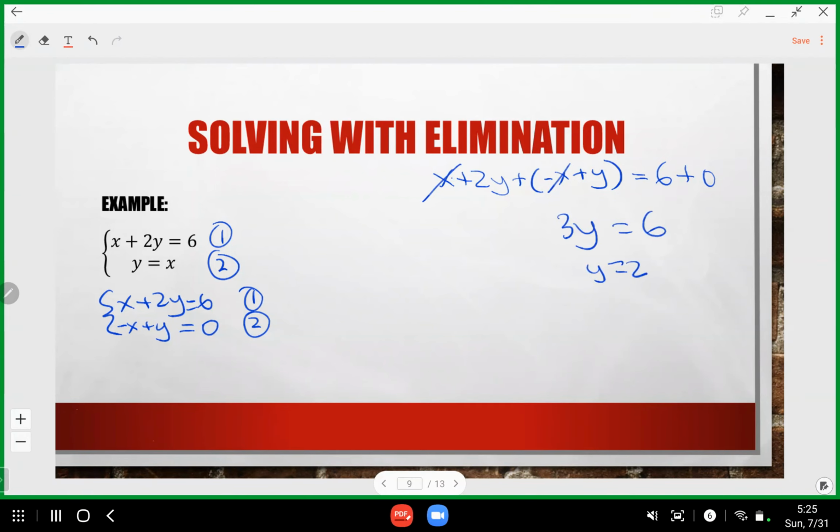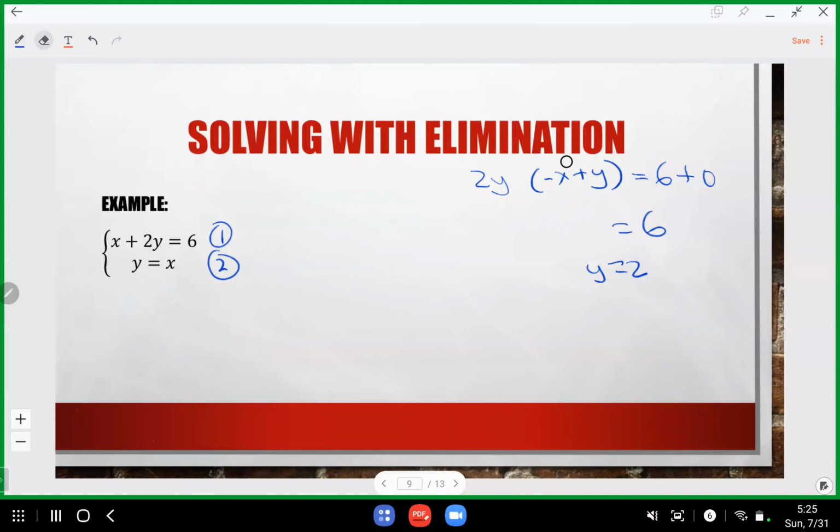Look, if you add both of these equations together, the x's cancel out. The y's turn into 3y, and this is just still 6. Then you get 3y equal to 6, so y is equal to 2. And then you know that y equals x, so x also equals 2. However, it might not always be that easy.